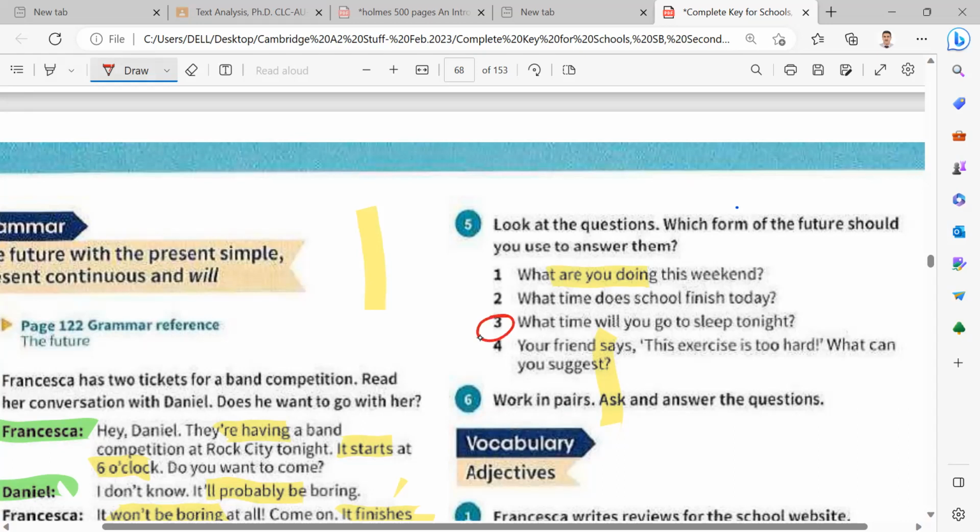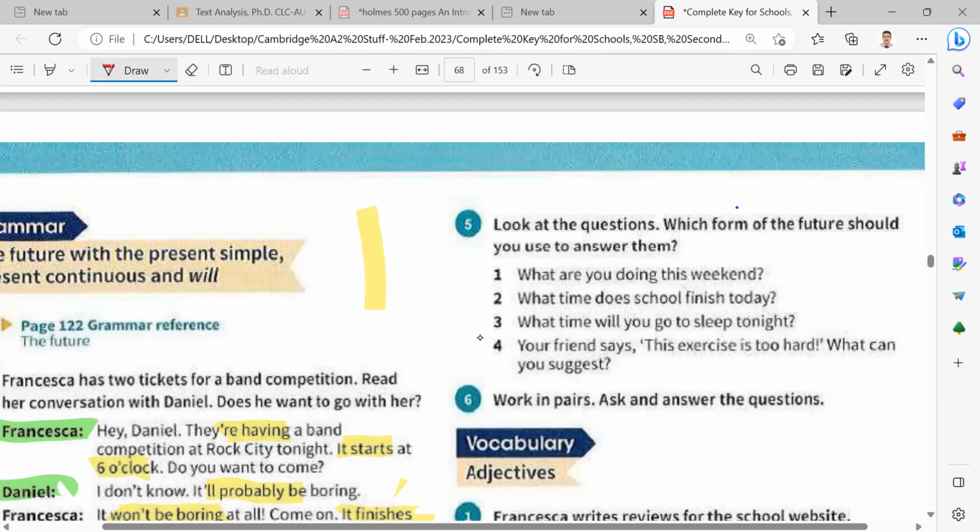What time will you go to sleep tonight? I probably... Yes. I will... I'll probably. I will probably sleep at 3 a.m. Yes, I'll probably sleep at 3 a.m. Okay.